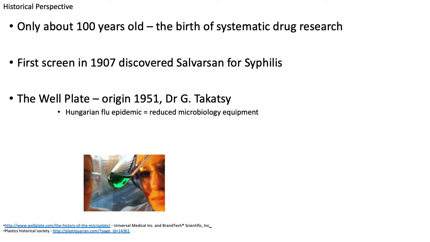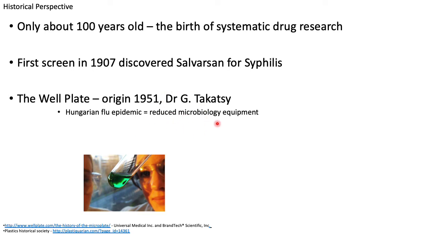So looking back at the history of high throughput screening, it's only about 100 years old, and this is actually when the birth of systematic drug research came about. The first screen was done back in 1907 when salvarsan for syphilis was discovered. And the well plate, which is commonly used today, actually originated from this guy, Dr. Tukatsky, in 1951. And Dr. Tukatsky was actually a leading scientist during a Hungarian flu epidemic.